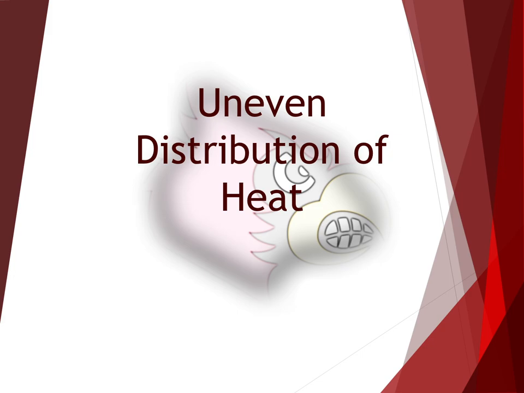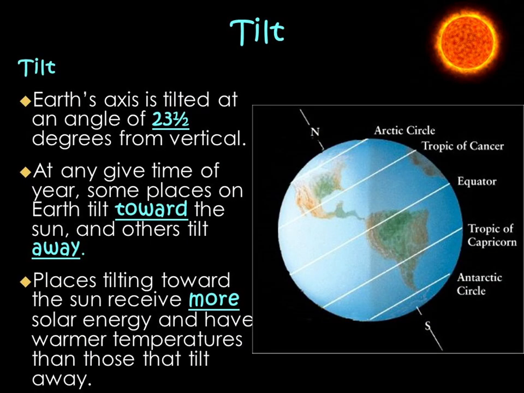Uneven distribution of heat. Although its incoming and outgoing solar radiation is balanced, Earth does not heat evenly because the planet tilts at 23.5 degrees. At any given time, one region of the planet is exposed more directly to the sun's rays.